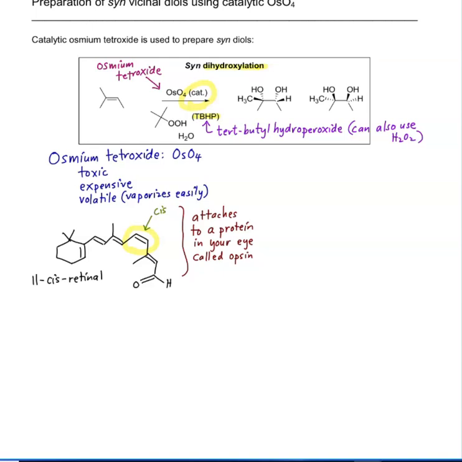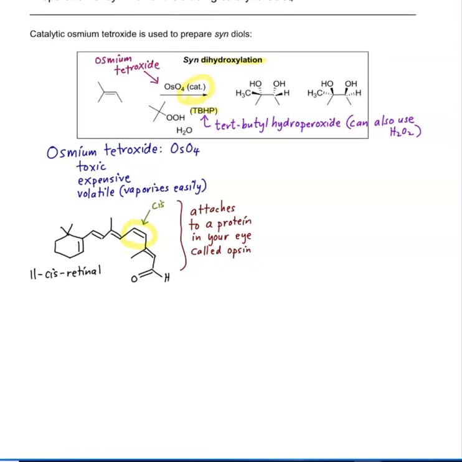and when the rhodopsin absorbs a photon of light, so in other words, when you see something and light enters your eye, that cis double bond isomerizes. It isomerizes to the trans double bond. So let's make a note of that over here.